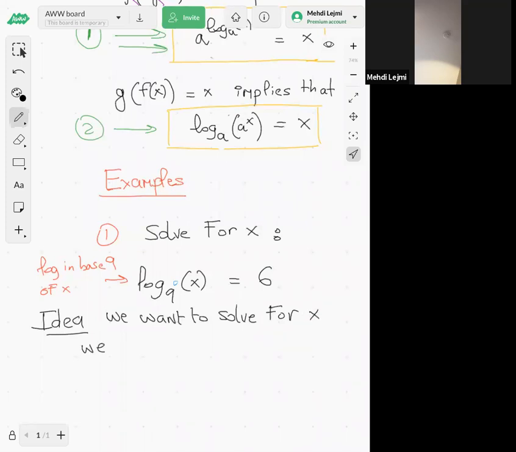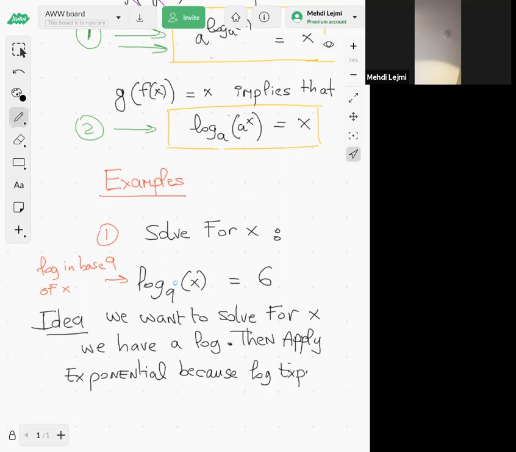And we have a log. Then apply exponential. Because the log and the exponential, if you compose the log with the exponential, they're going to cancel out, okay? They cancel out.